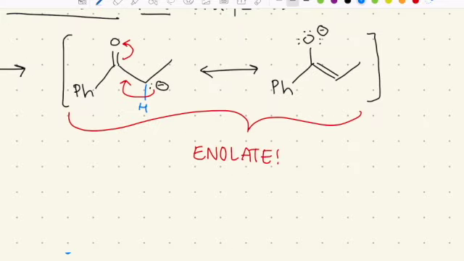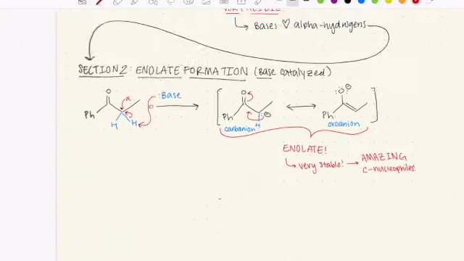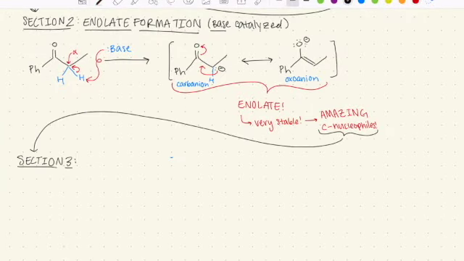The resonance structure with the negative on the carbon is the carbanion, and the negative on the oxygen is the oxoanion. So these enolates are very stable, which means they're going to be amazing carbon nucleophiles, which is super essential for the Aldol reaction, which is our next section.